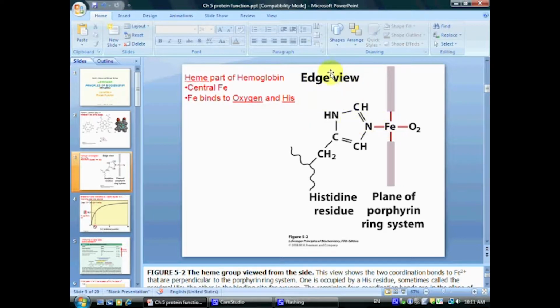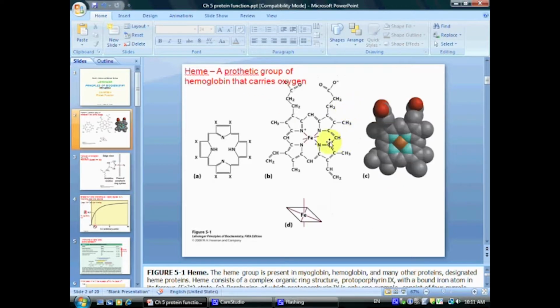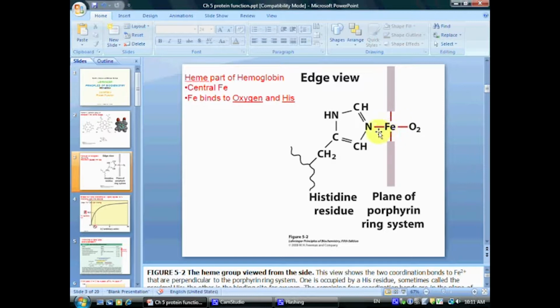Here's an edge view, and so we would take this image and rotate it so that this edge is looking at you. Heme has the central iron, and it binds to oxygen, but it also binds to histidine. So it binds to these two things in addition to the carbons and whatnot in the porphyrin ring over here. But of most importance is it binds to oxygen and histidine.